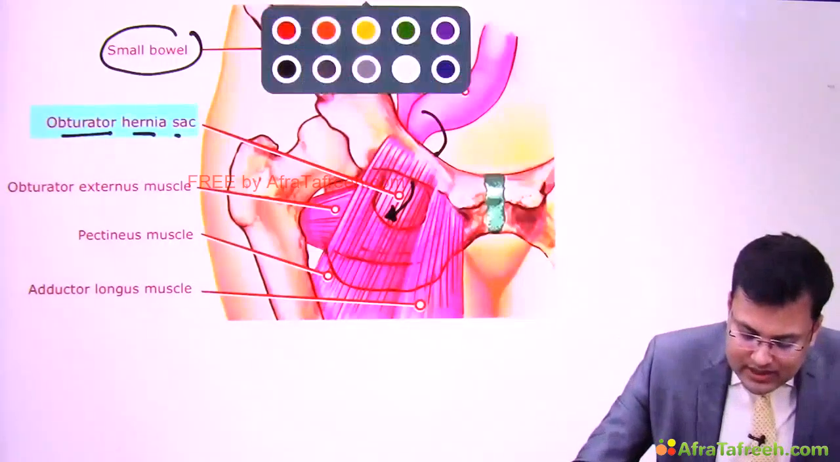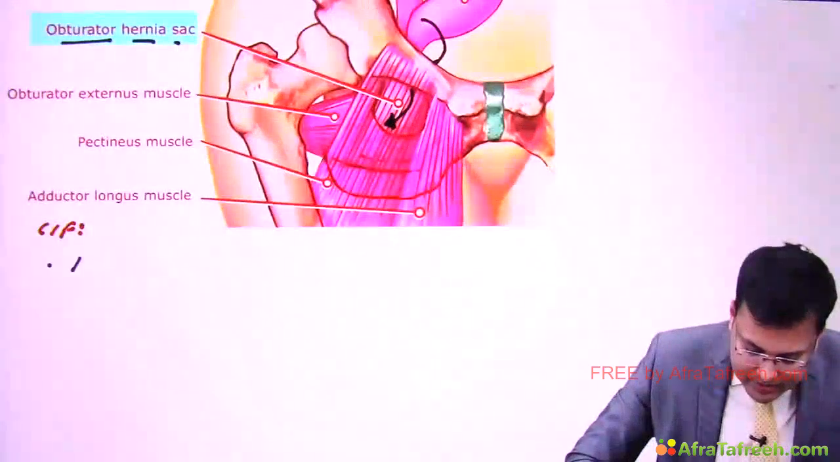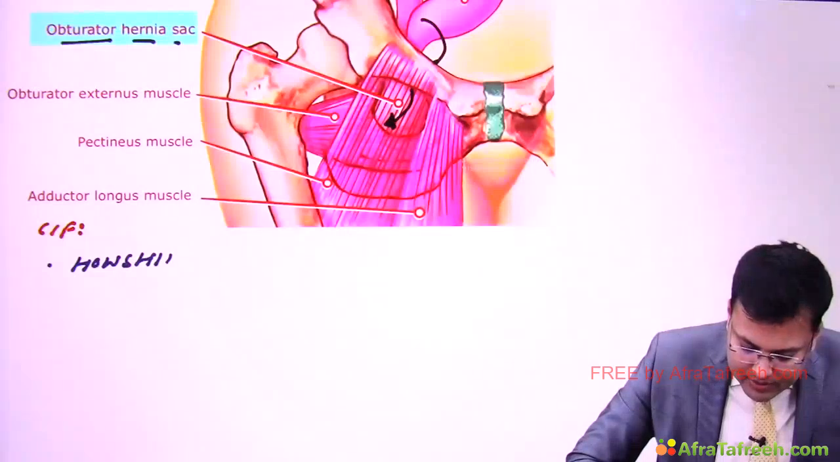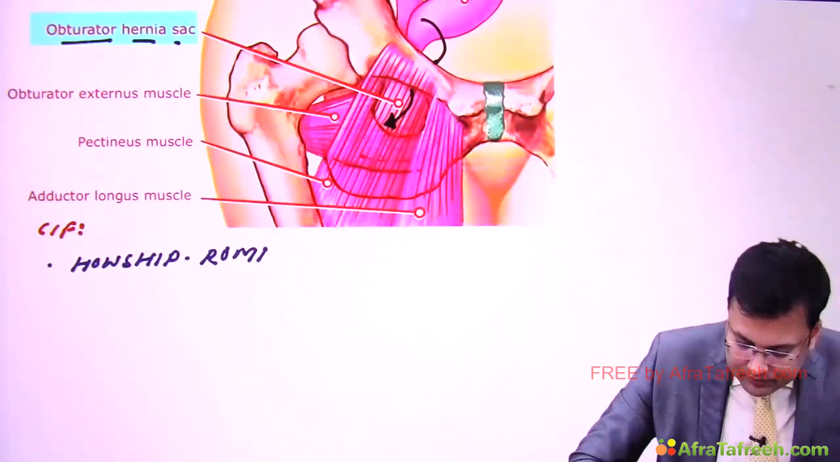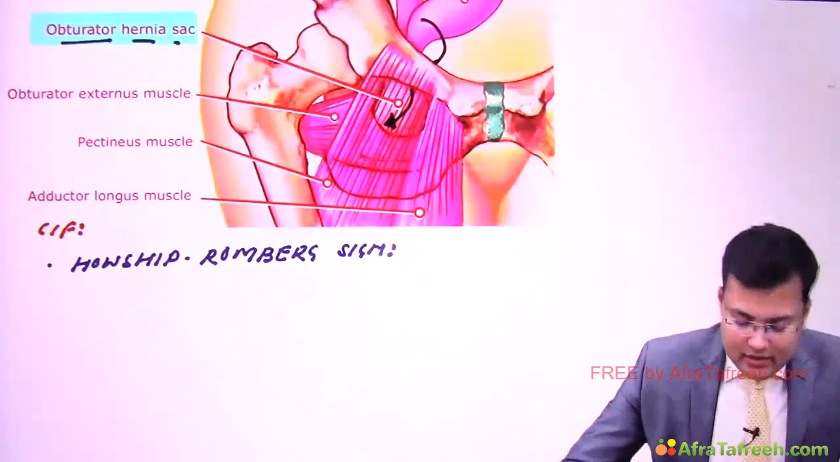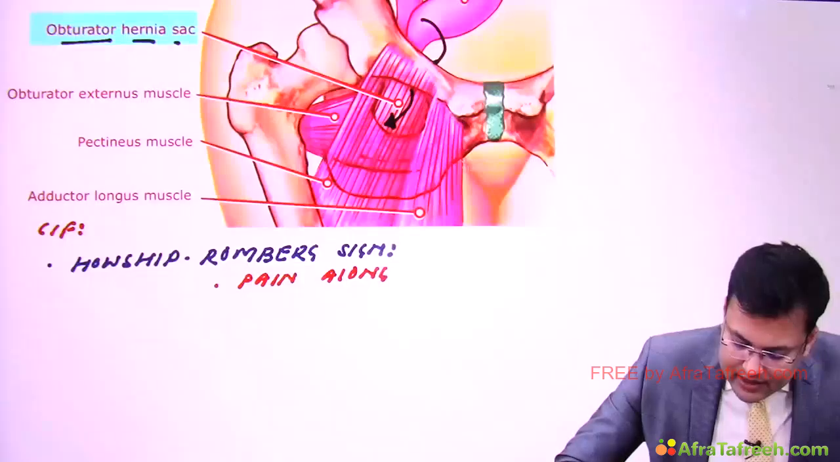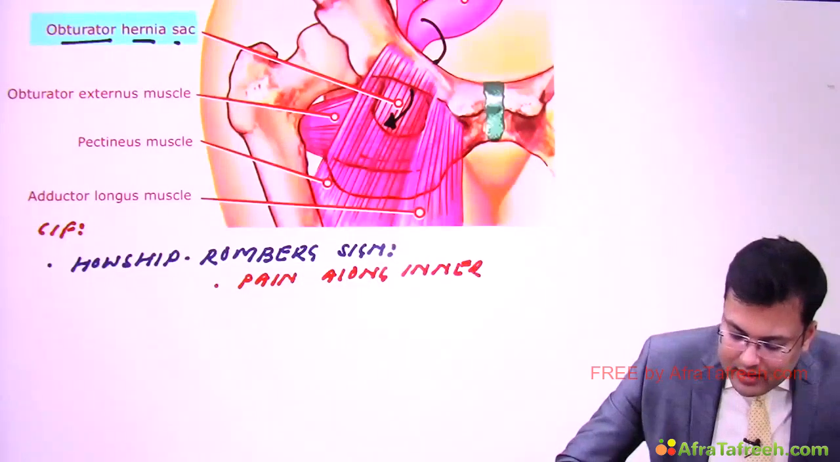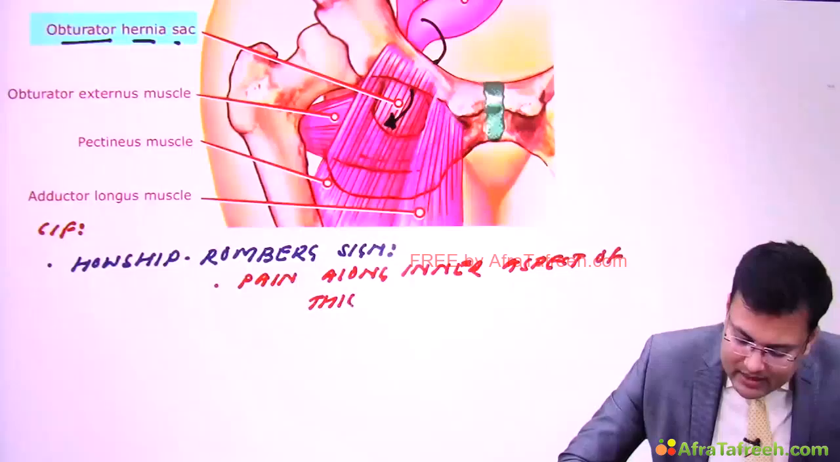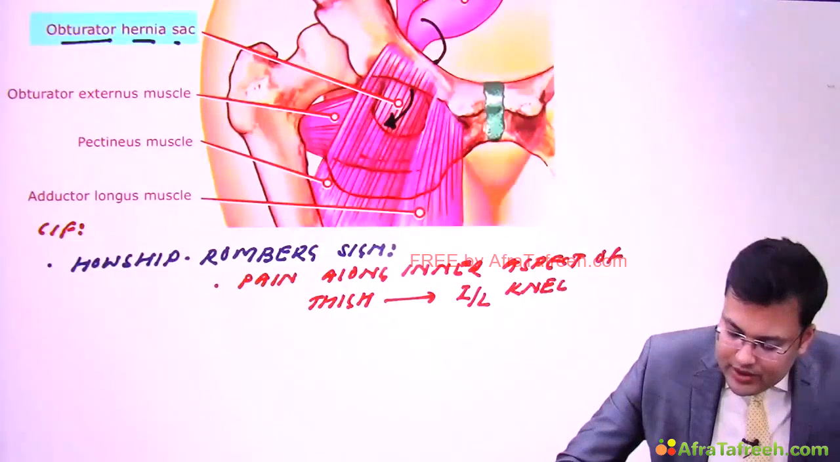So what are the two important signs? See the clinical features. First, Howship-Romberg sign. Clear? Many times it was asked in NEET and DNB. This is pain along the inner aspect of the thigh, radiating to the ipsilateral knee joint.